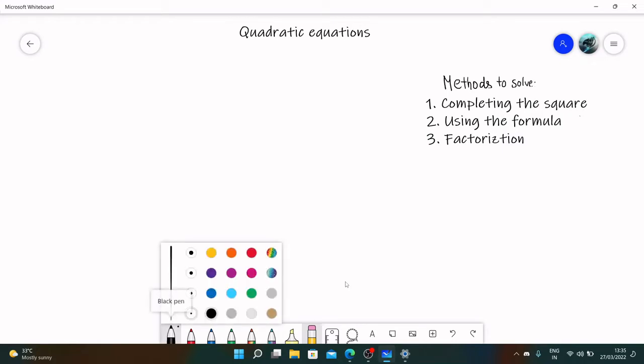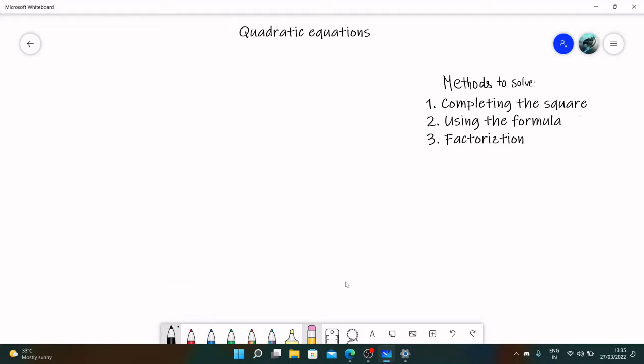If you remember, in the previous video we looked at three methods that can be used to solve quadratic equations. In the previous video, we completed using the formula. In this video, we're going to be looking at completing the square. So we'll learn how to do this by solving the question itself: x squared minus 6x equals 10.